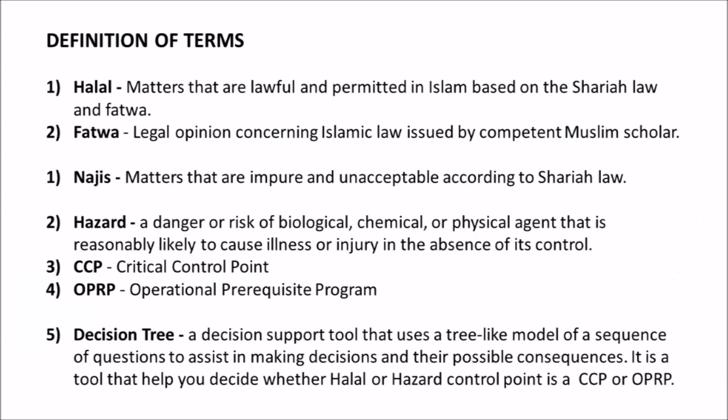Okay, definition of terms. Of course, when we talk about halal, certain terms will be used: halal, haram, shubha, fatwa, najis, and so on. And when you talk about food safety, hazard, the CCPs, the decision tree. Halal refers to matters that are lawful and permitted in Islam based on the Sharia law.